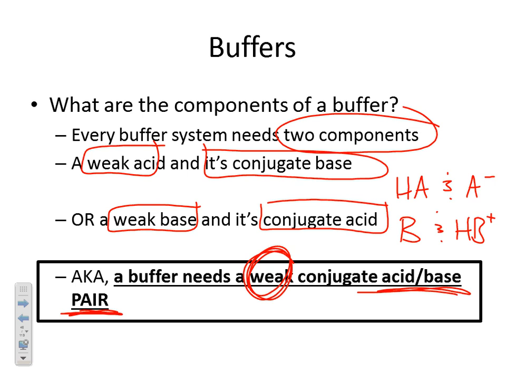But if you have both of those things together in the same system, a weak acid and its conjugate base, or a weak acid-conjugate base pair, because it could be a weak base and its conjugate acid, then you have a buffer system. You have a system that is capable of resisting change in pH. So you have to have those two things.